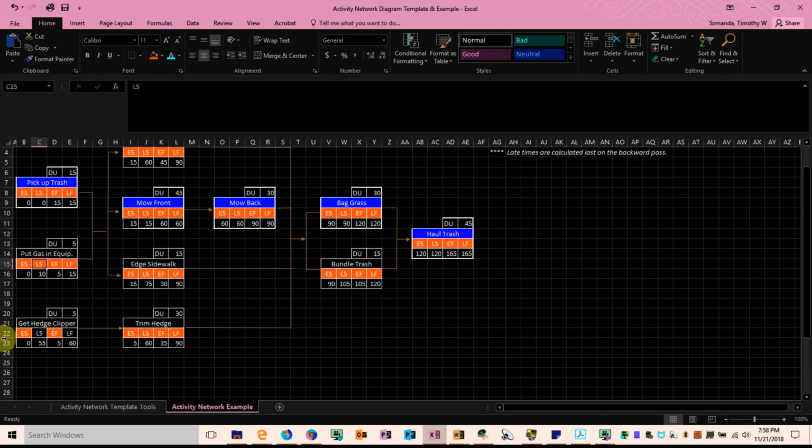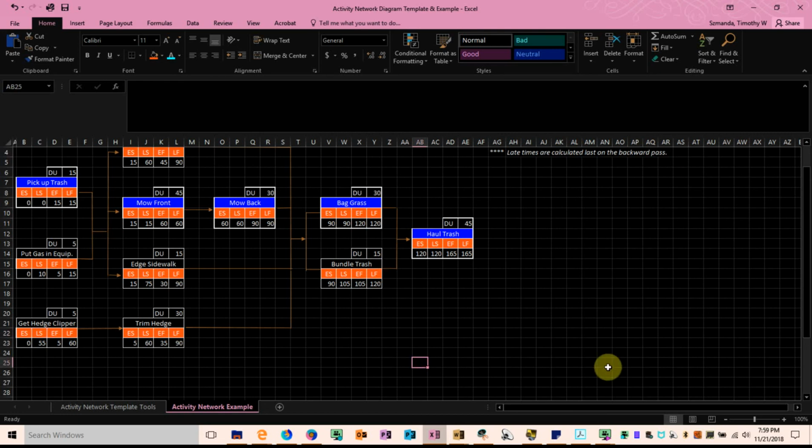And then finally, the very last activity we're going to be determining the latest times for is getting the hedge clipper. Well, there's only one succeeding or following activity for getting the hedge clipper, as we talked about before, and that's trimming the hedge. So we only need to look to the latest start time for trimming the hedge, which is 60, and that'll be the latest finish time. It'll correlate to the latest finish time of getting the hedge clipper. And then finally, the latest finish time of 60 minus the duration of getting the hedge clipper of 5 minutes means that the latest we can start the process of getting the hedge clipper is at 55 minutes.